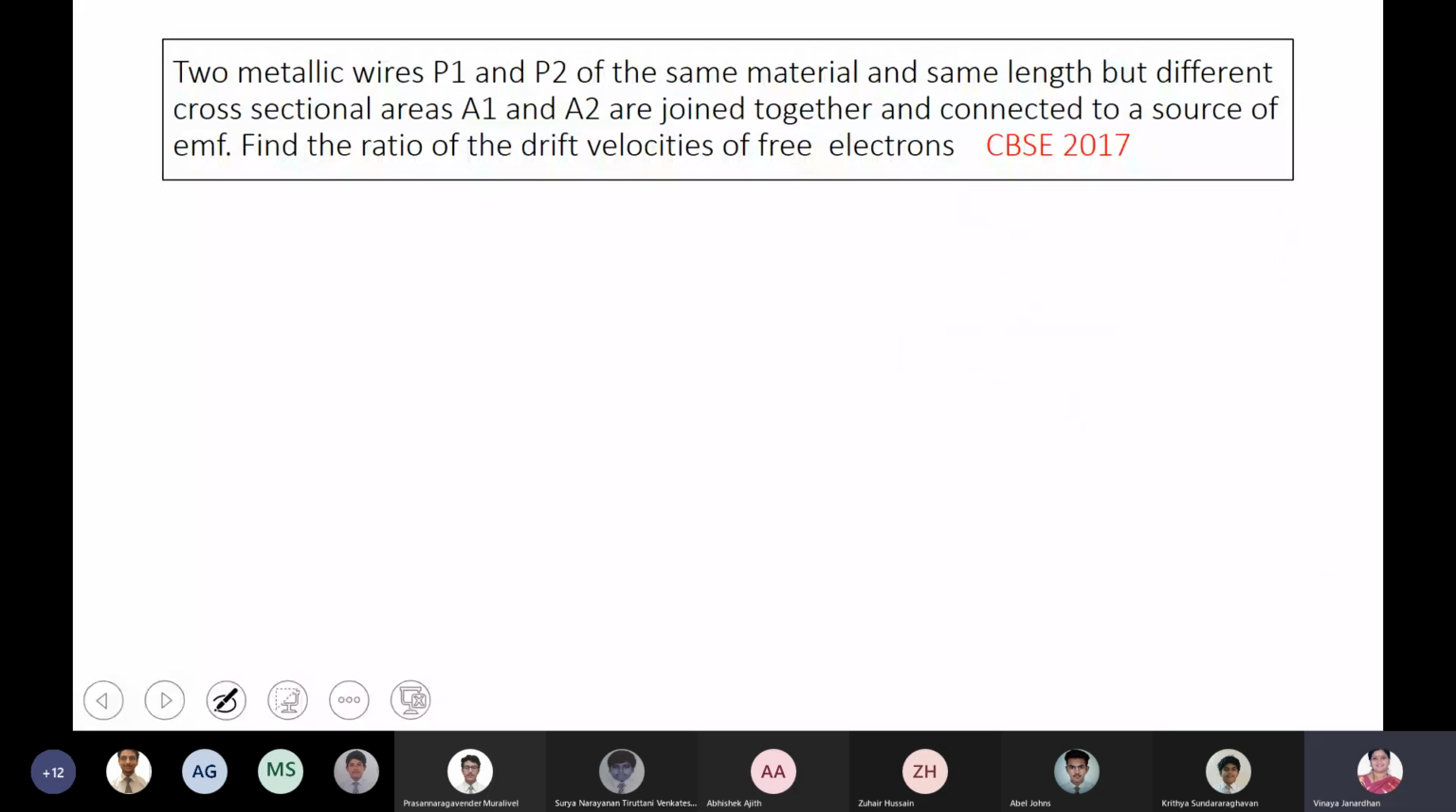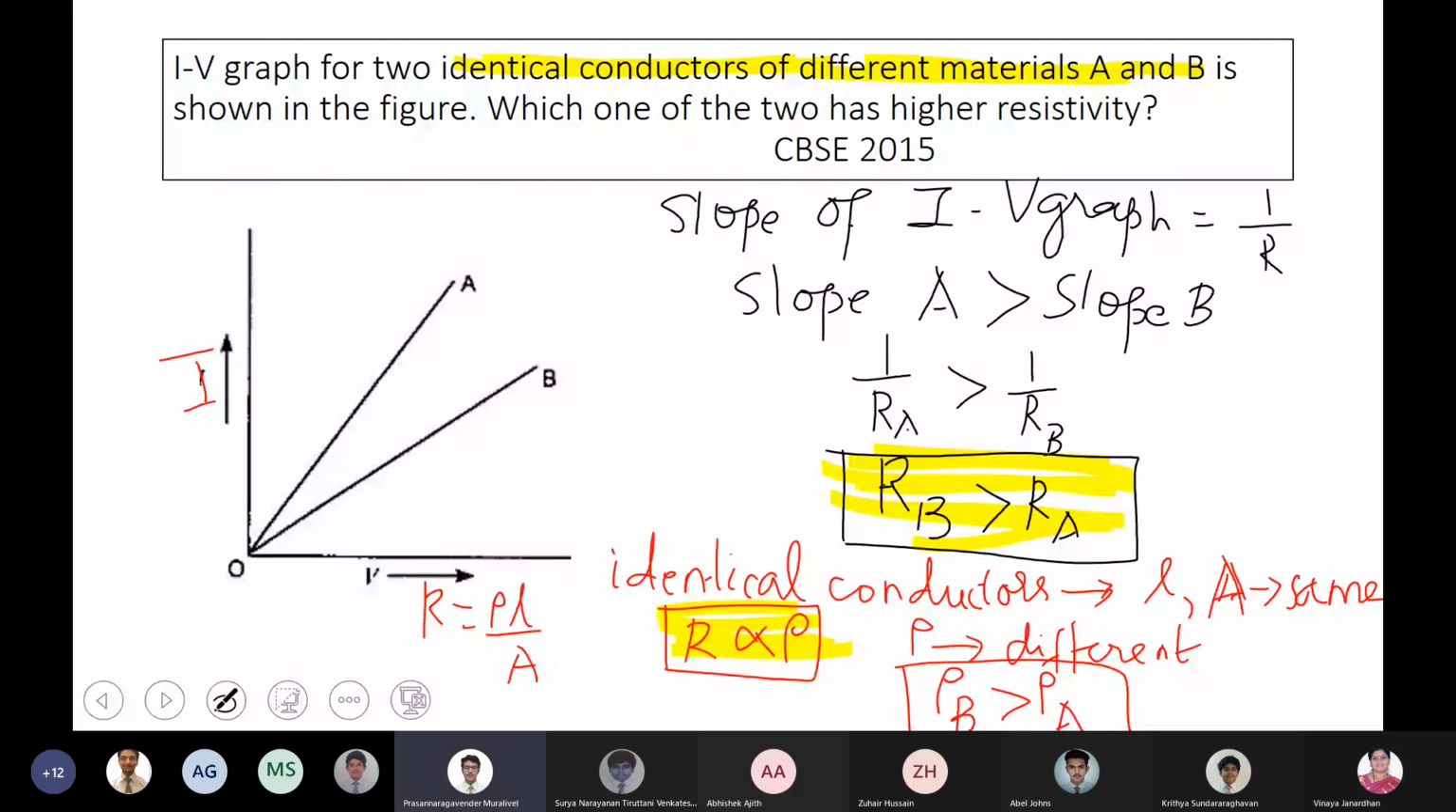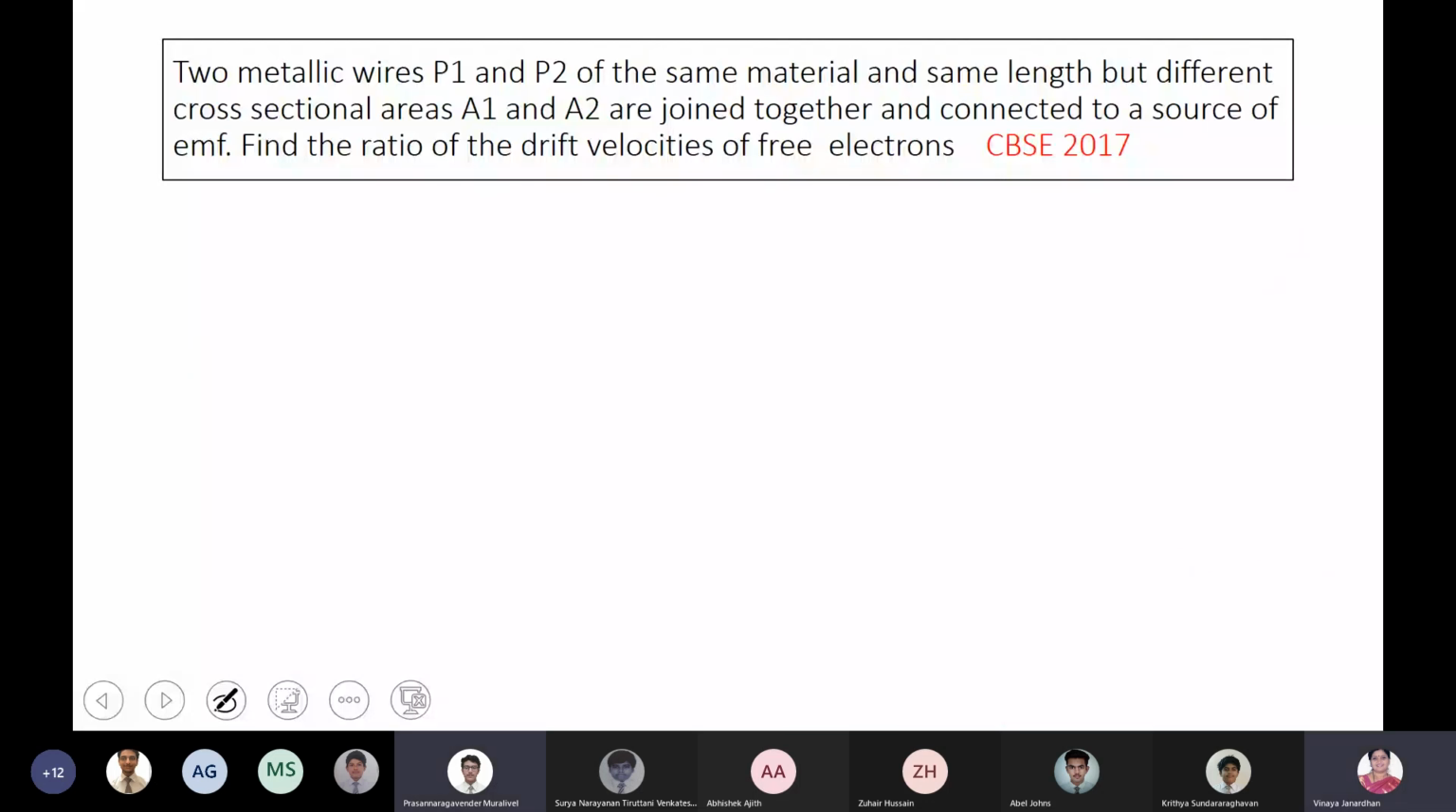Now look at this. Two metallic wires, right boys? Two metallic wires, P1 and P2, of the same material and same length, but different cross-sectional areas, A1 and A2, are joined together. Ma'am, can you show the previous slide? Yes, ma'am. Are joined together and connected to a source of EMF. Find the ratio of the drift velocities of free electrons.